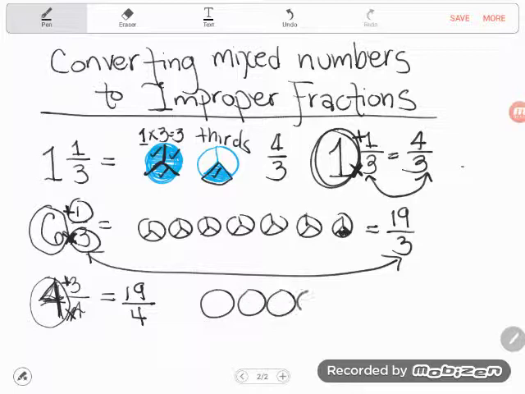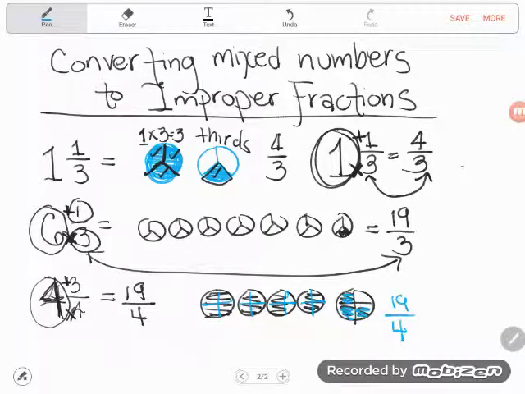1, 2, 3, 4 whole things. And 3/4. So now I have 3 out of 4 pieces. So if I were to cut up those 4 whole things so that they were also in fourths, I'd end up with 4, 8, 12, 16, 17, 18, 19 pieces of what size? They're all of size fourths.